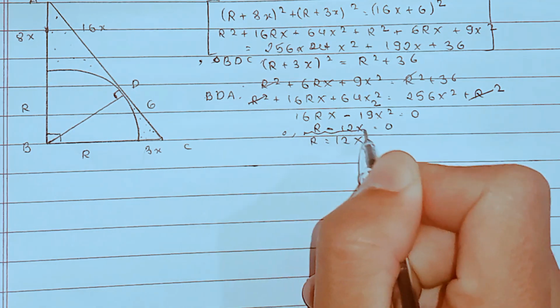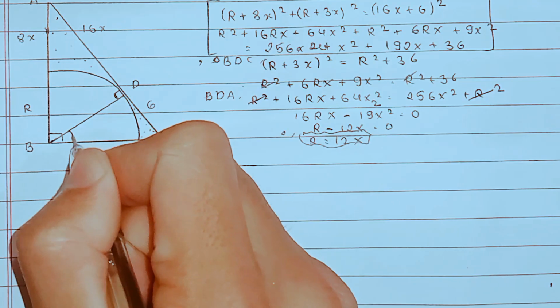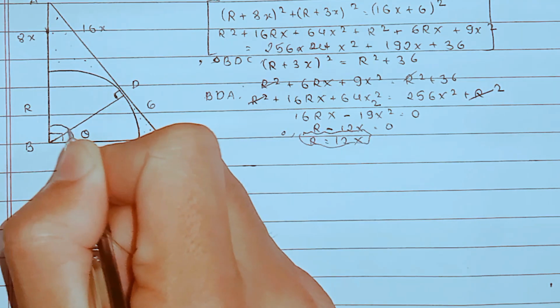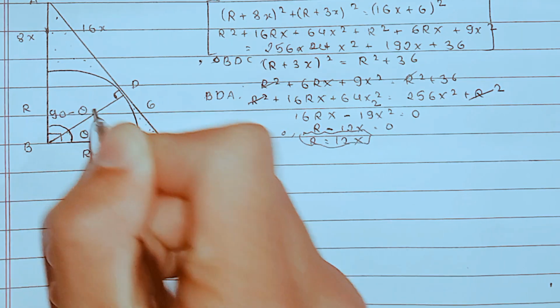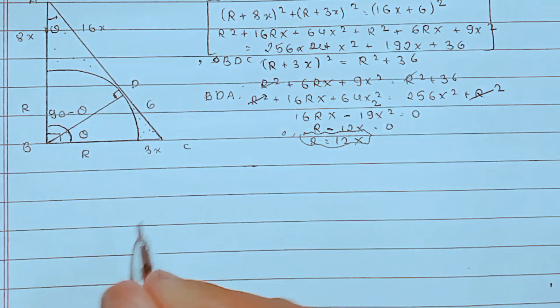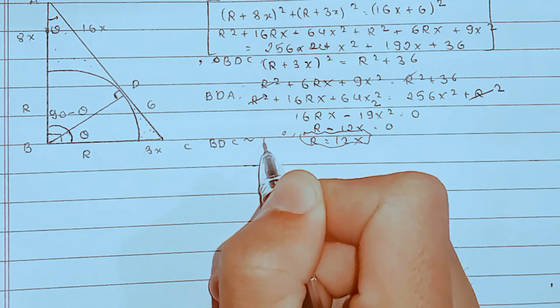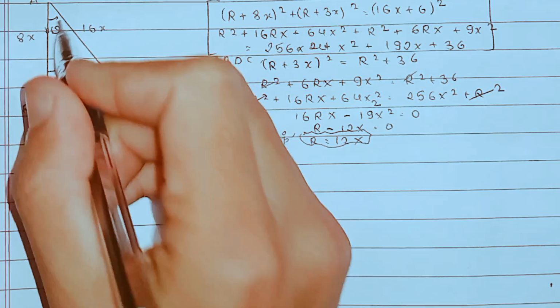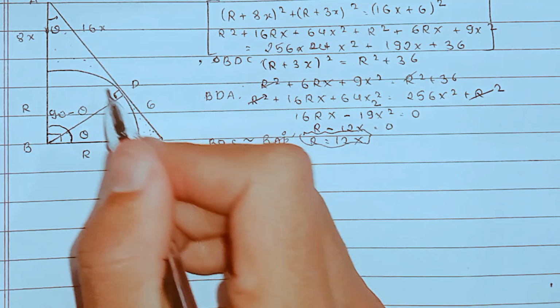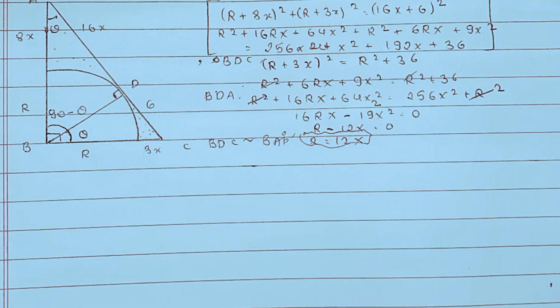Now let's assume this angle right here to be theta. So this angle is 90 minus theta, and this angle will also be theta. We can see that triangle BDC is similar to triangle BAD because we have theta, 90 minus theta, and 90 in both. So these triangles are similar.